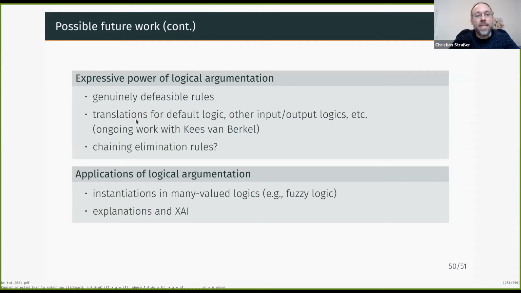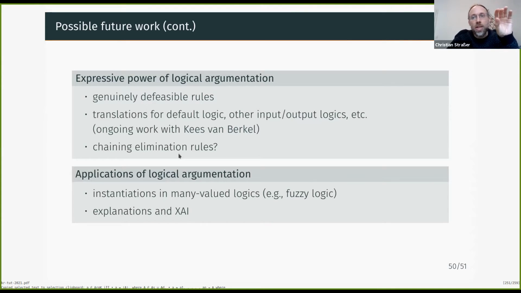Is there a way to translate default logic, as in Reiter's default logic, which has genuine primitive defeasible rules, or input-output logics, all of them? We characterized now one of them, but there are many, many more. Is there a systematic way of characterizing them as instances of logical argumentation? The elimination rules have a bit of a funny status currently in the proof procedures. Namely, if you think about a derivation and you apply an elimination rule, it will always be the last rule applied, because we don't have ways of chaining elimination rules. However, there are very natural ways of chaining elimination rules.